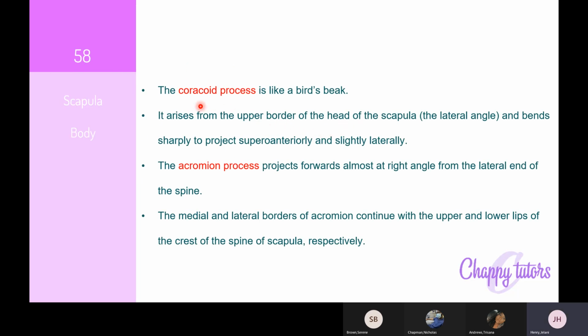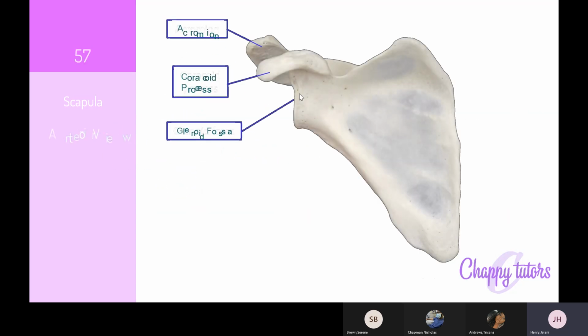Right, so the coracoid process, which I showed you just now, is shaped similar to a bird's beak to some extent, right? And it arises off of the upper border of the head of the scapula, right? The head of the scapula refers to the lateral angle. Remember, I showed you that the lateral angle is this entire portion of the scapula here, but it forms the glenoid fossa, right? So here is the lateral angle. So you could properly see the coracoid process arising from the upper border, the superior border, and projecting looking similar to a bird's beak, right?